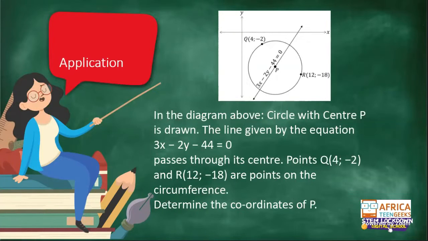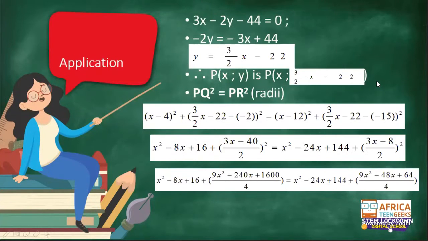And you know that PQ on its own is also a distance that you can calculate. So basically what you have to do here, we do PQ squared equal to PR squared. So here also, before you do PQ squared equal to PR squared, remember you were given that equation, which is 3x minus 2y minus 44 equal to 0.